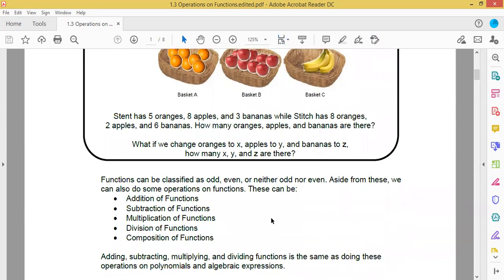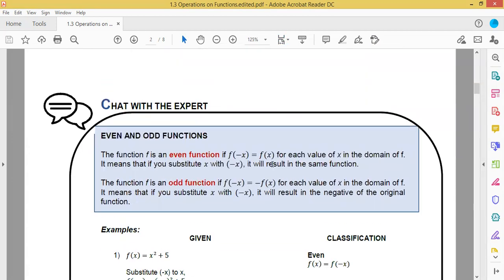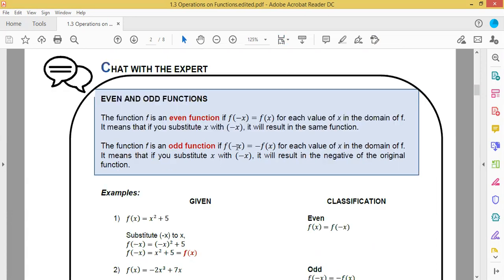In this lesson, we'll do 5 operations: addition, subtraction, multiplication, division, and composition of functions. But first, let's identify whether a function is odd or even. A function is even if, once you substitute negative x to the value of x, the answer is still the same. It's an odd function when you substitute negative x to the value of x, then the answer is the exact opposite of the function. That's negative f of x.